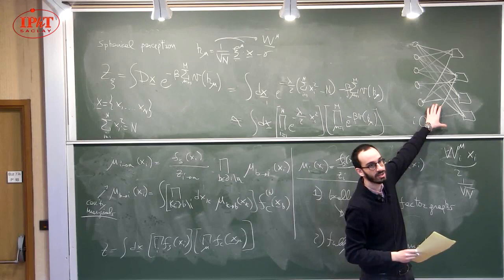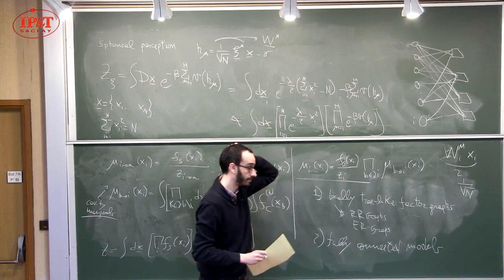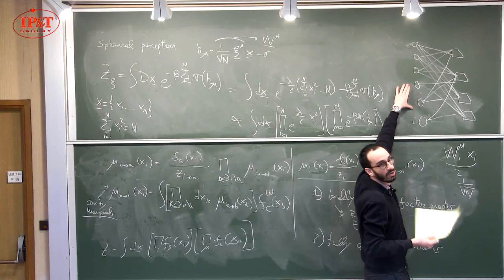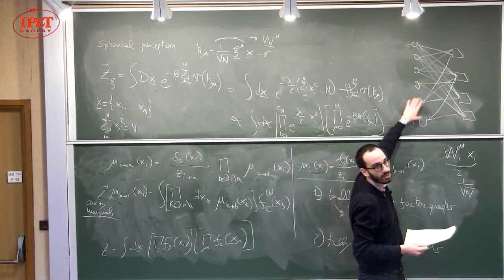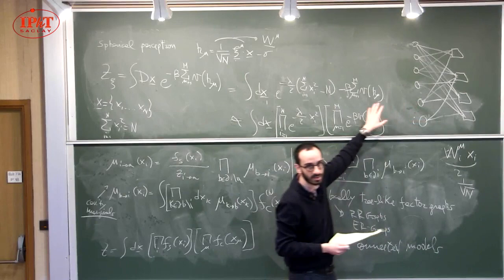And in the end, this means that when you look at this problem, the only thing that matters are just the magnetizations. You don't have correlations because correlations are subleading in N. It's a fully connected model. Is that okay?